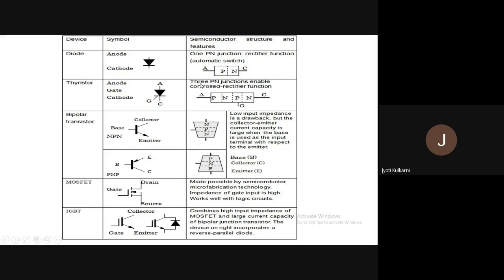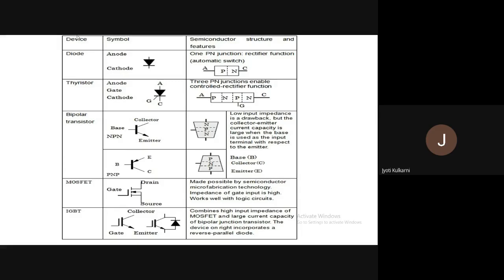Then the second device is thyristor. It is also a unidirectional device having three terminals, anode, cathode, and gate, having four layers P N P N. Okay. Both are unidirectional devices. They carry the current only from anode to cathode. But then what is the difference between diode and thyristor? Yes, can anyone give me the answer? What is the difference between diode and thyristor?